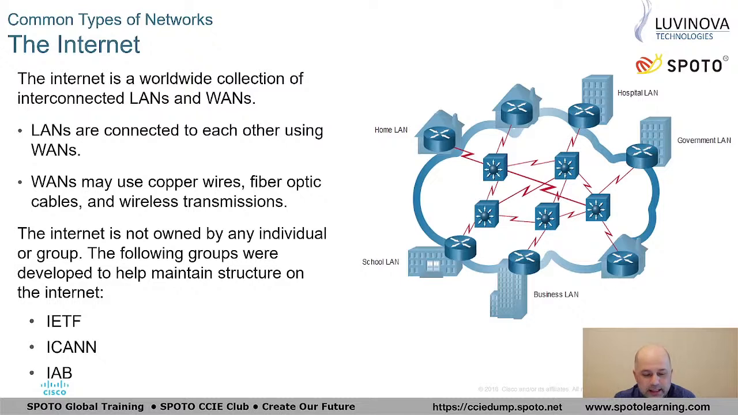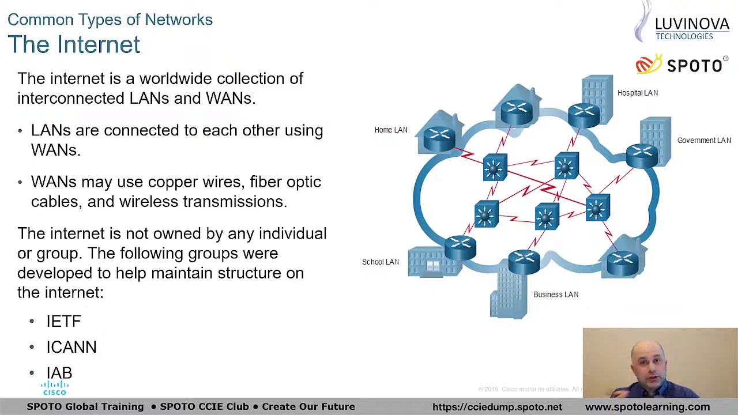So LANs are connected to each other using WANs. WANs may use copper wires, fiber optic cables, or wireless transmission. It doesn't matter which cable; it depends on the owner of the company or the person who wants to create that network. But those are variations: wires, fiber optic cables, and wireless transmission.